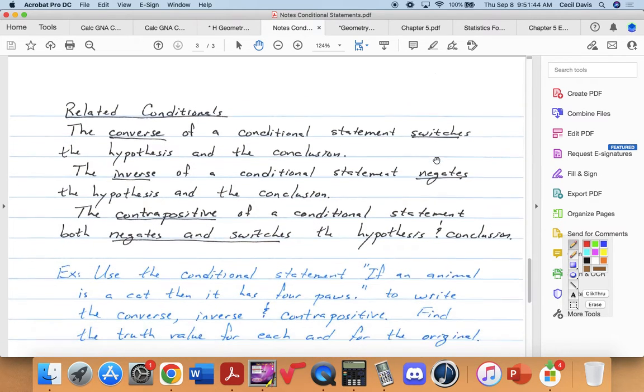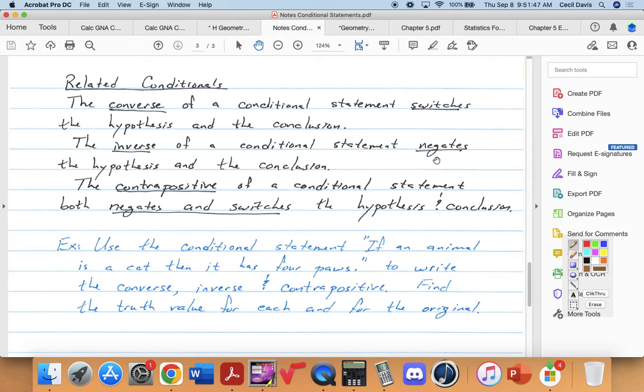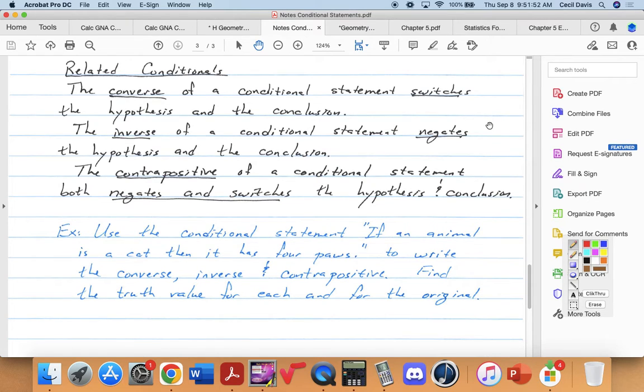All right, page 3. So some related conditional statements. The converse of a conditional statement switches the hypothesis and the conclusion. Now remember, the if and the then stay put. So you're just switching the hypothesis and the conclusion. The inverse of a conditional statement negates the hypothesis and the conclusion, and then the contrapositive of a conditional statement both negates and switches the hypothesis and the conclusion.